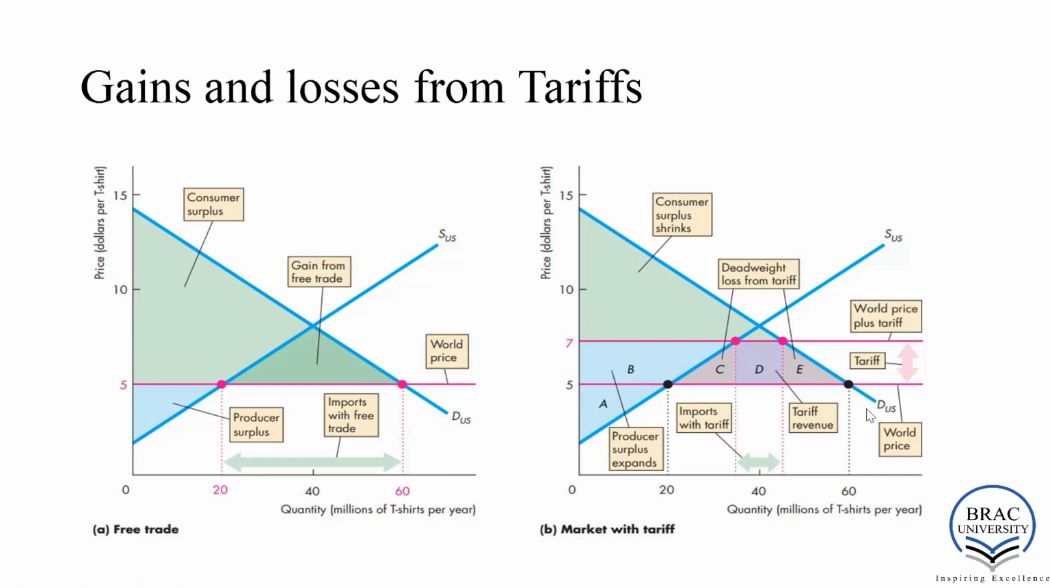Okay, and we have also found the tariff revenue, which is this purple rectangle, the D. It is just the tariff amount multiplied by the number of imported t-shirts. So this is the tariff revenue, and it is a gain for the government because this money goes to the government. Okay, but what is the loss?